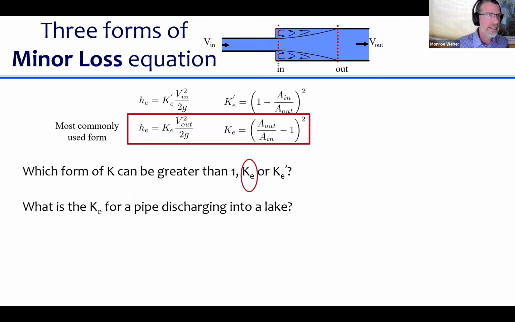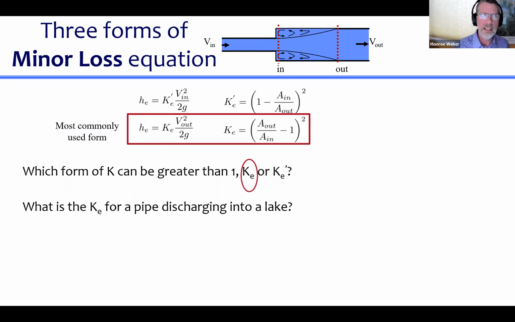You're comparing a lake to a pipe, and the lake is A out. So A out over AN is approximately what? Anyone brave enough? That term goes to 0. That term goes to 0, exactly, thank you. And so that means that KE goes to 1.